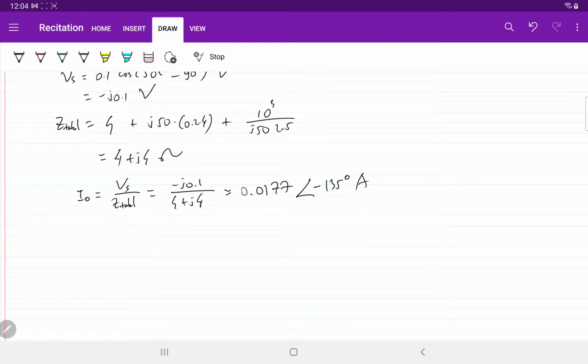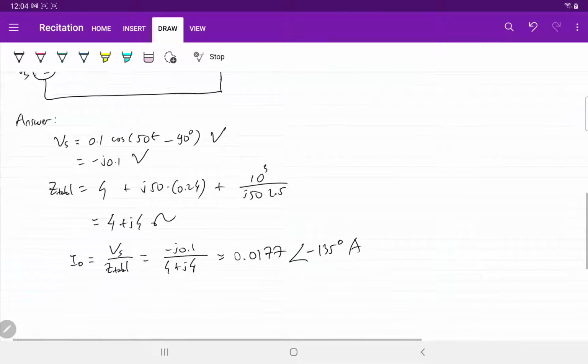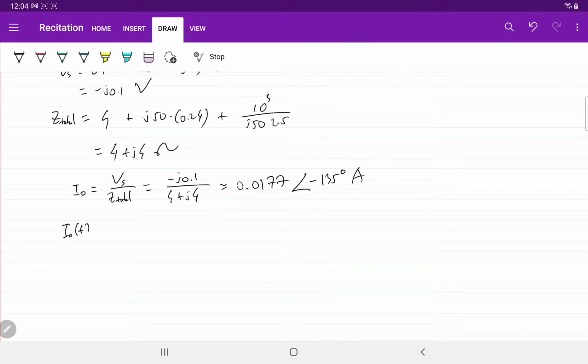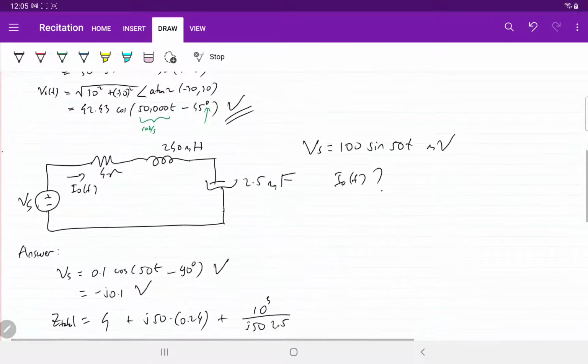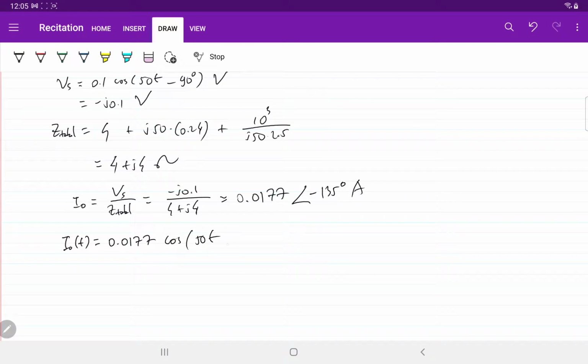Okay, again, this is not the final answer because this is the current in frequency domain. We need the current in time domain, so I0 of t is 0.0177, right? Cosine, the frequency is 50 t, minus 135 degrees amperes. All right.